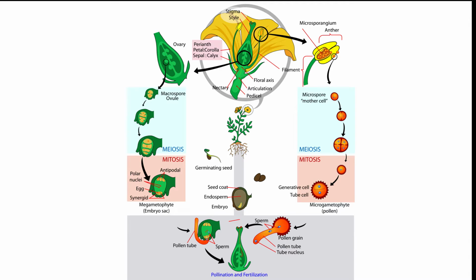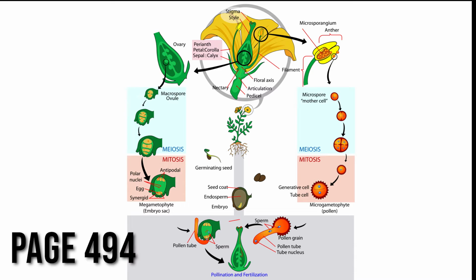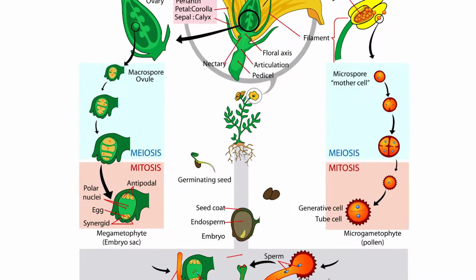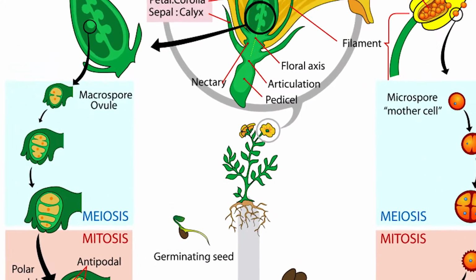This information can actually be found on page 494 of your MADA textbook. So let's see. Now, considering figure 27.1 as our reference point, we have to know that the diploid sporophyte is actually the dominant portion of the life cycle, and that is the portion that actually bears flowers. So now, let's look at the flower.